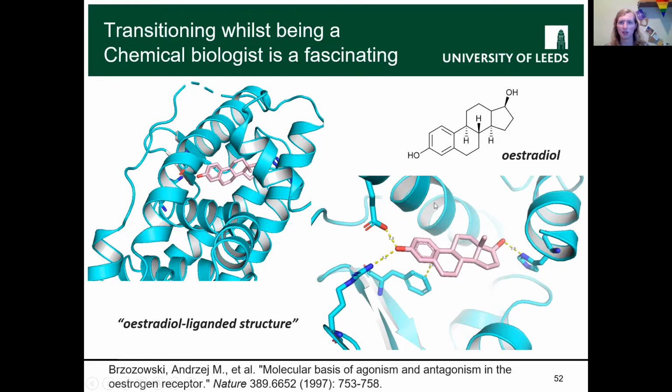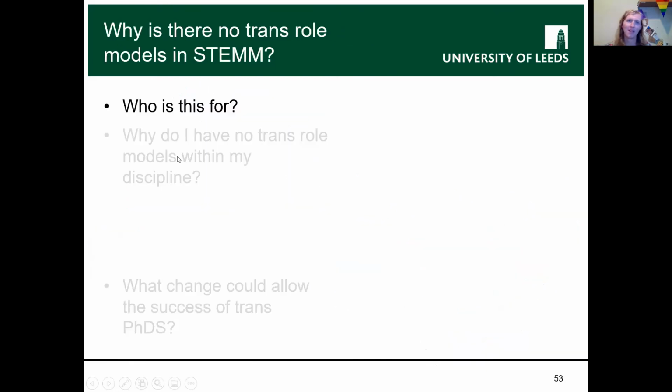And I think this is really well shown by this. This is estrogen in a crystal structure, again bound to the estrogen receptor, and this is fundamentally such a fascinating thing to me, and a very necessary thing for my livelihood and well-being. So I'd like to kick off this bit.